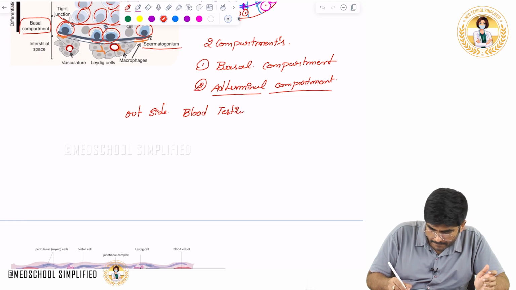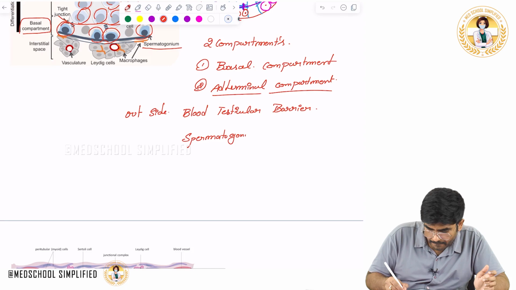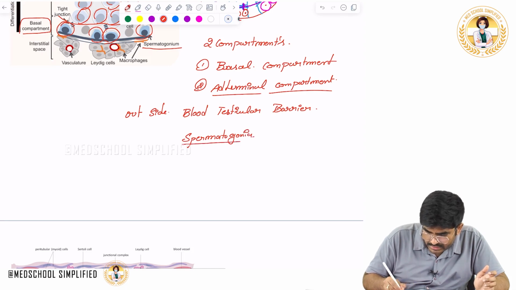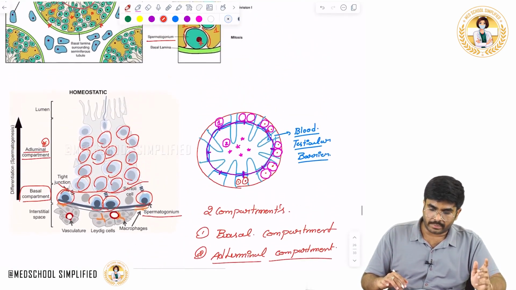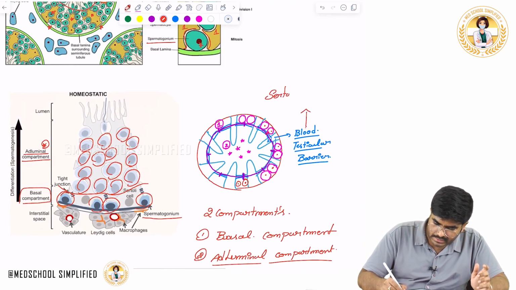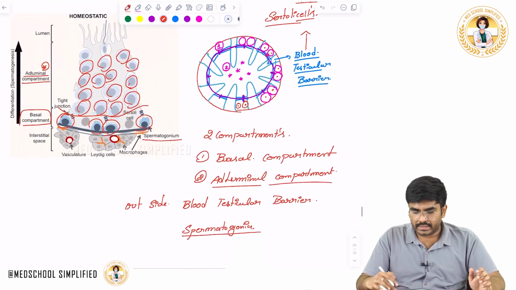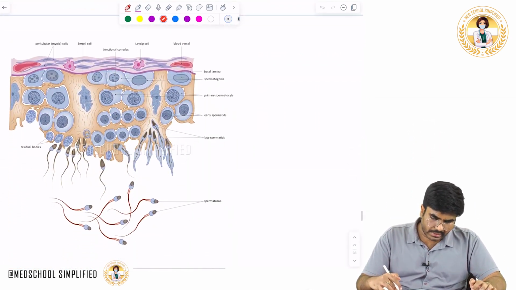So outside the blood-testicular barrier, who is there? Spermatogonia. These are the cells which are present outside the blood-testicular barrier. And don't forget, the blood-testicular barrier is formed by which cells? Sertoli cells, along with the gap junctions. Sertoli cells are forming the blood-testicular barrier.